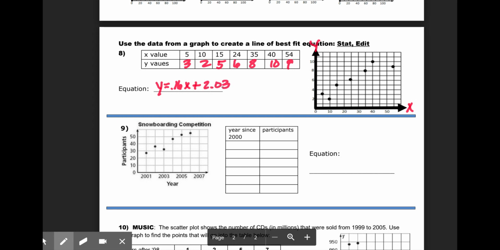2.03. And then if you draw your line of best fit, it's always good to have a clear straight edge so that you can see that you have about the same number of points above the line as you do below the line.